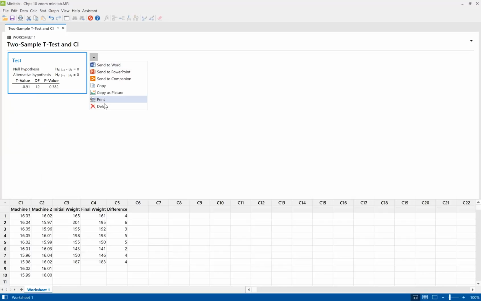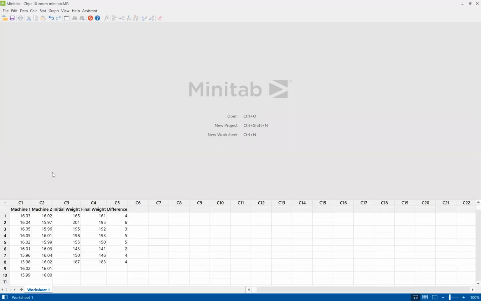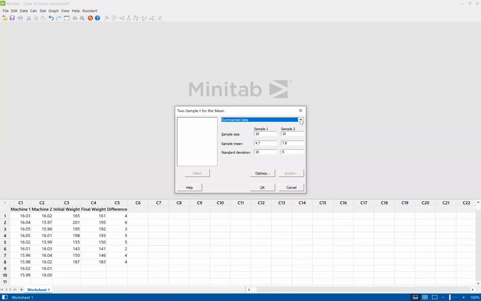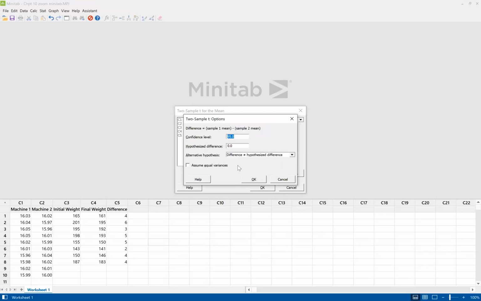I'll show you a few other features in a minute, but let's go ahead and run the next test. So the next test, we're going to do a 2-sample t-test, and instead of using summarized data, we're going to say that each sample is in its own column. And so sample 1, you see as soon as I click in that sample 1 box, I've got all of my columns choices. So machine 1 is going in the sample 1 box, and then machine 2 is going in my sample 2 box.